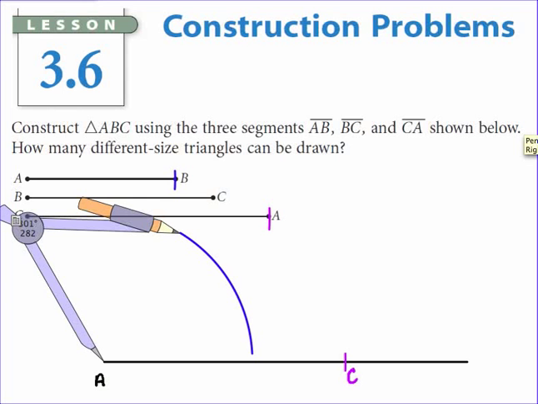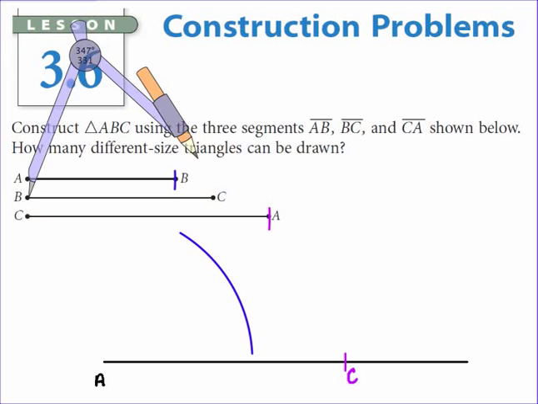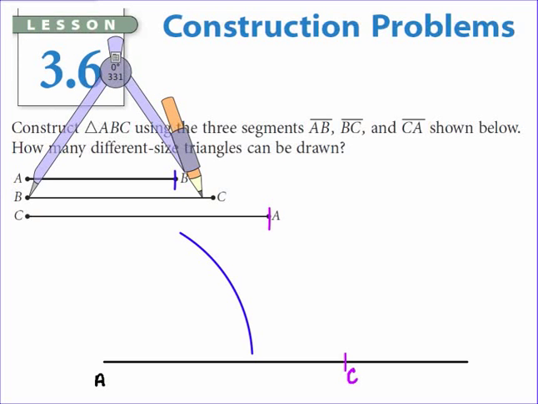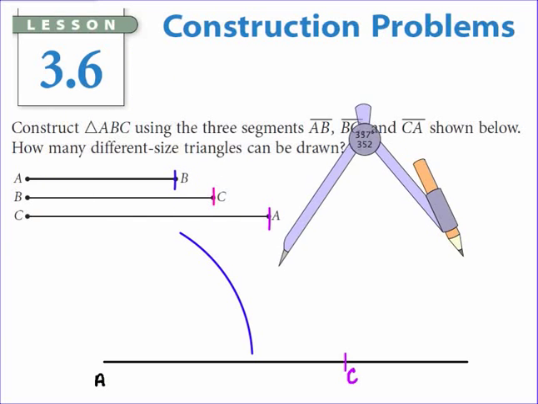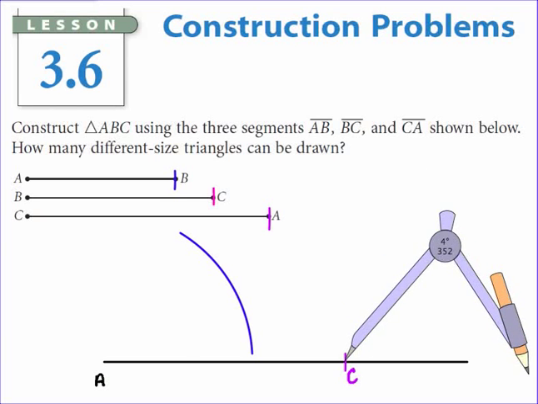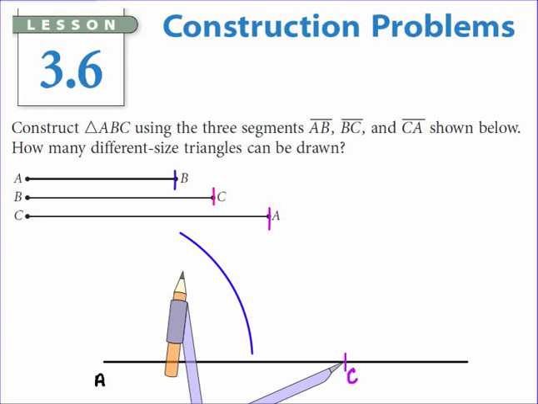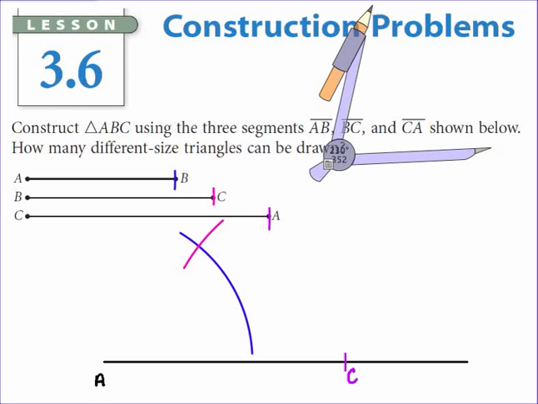Now I'm going to do the same thing. I'm going to measure segment BC. Notice here I need to make it a little bit bigger. And then I'm going to make my arc. Where am I going to put this? On C. And where am I going to swing the compass? Back up. Here we go. And I know that where these intersect, what point will be there? B. Yep.